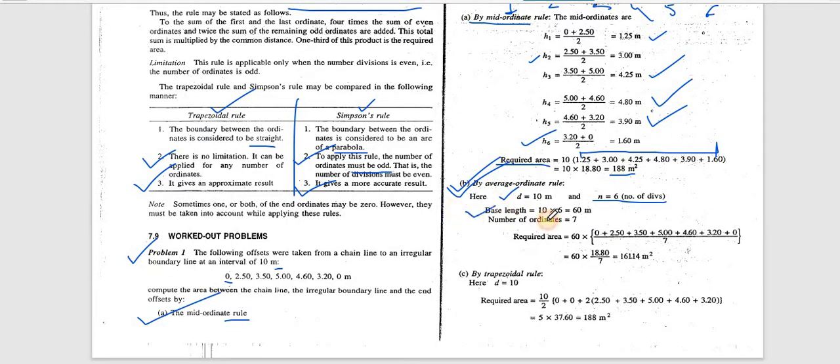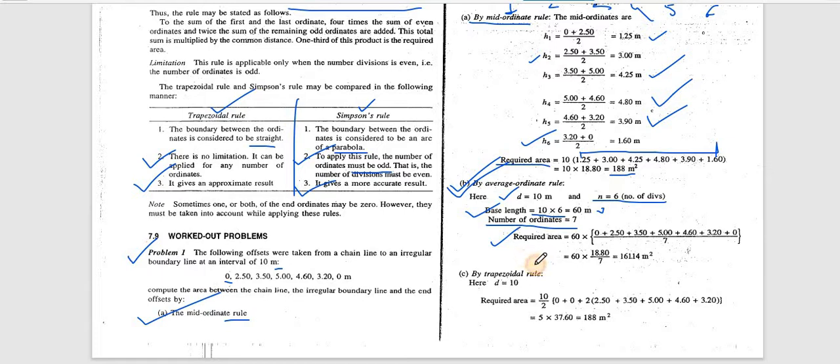The base length is 10 multiplied by 6, that will give you 60 meters, and the number of ordinates is 7. So the required area is given by what? You need to multiply the base length into the addition of all the heights divided by the number of ordinates. So 0 plus 2.5 plus 3.5 plus 5 plus 4.6 plus 3.2 plus 0, divided by 7.